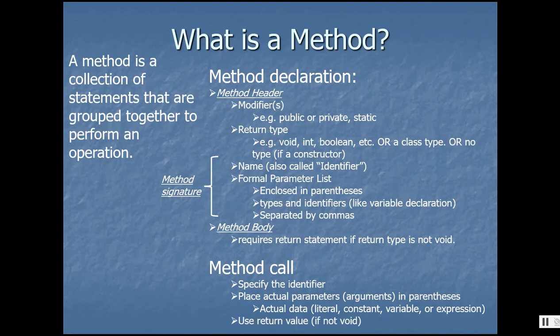And then perhaps, if this was a method that returns something other than a void, then we'll use that return value somewhere. Maybe we'll assign it into a variable, maybe we'll use it in an expression or something of that nature.